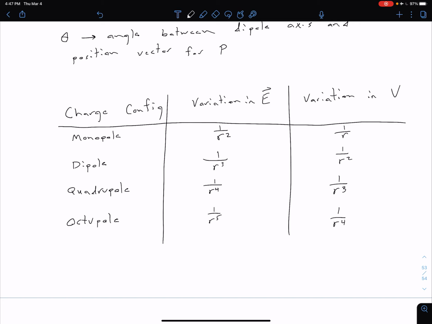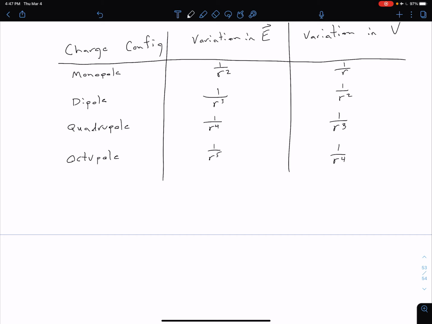So again, this is just a general trend to notice, nothing that we're going to really deal with too much, but an interesting relationship there. If you want to get some practice with some of these equations, you can look at example 4.13 on page 153.